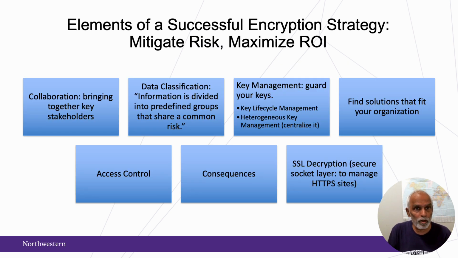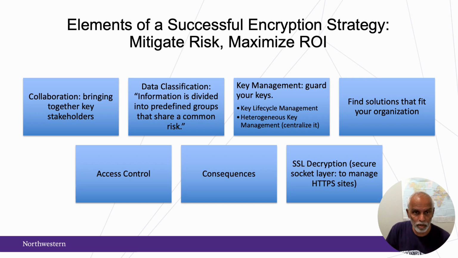Elements of a successful encryption strategy, which will mitigate risk and maximize ROI, are the following. Collaboration is very, very important, bringing together key stakeholders. Data classification: information is divided into predefined groups that share a common risk. Okay, and key management, guard your keys. Key lifecycle management: you can't keep the same key for a long time. As the technology changes and more sophisticated encryption methods come in, you need to replace it with a new key.